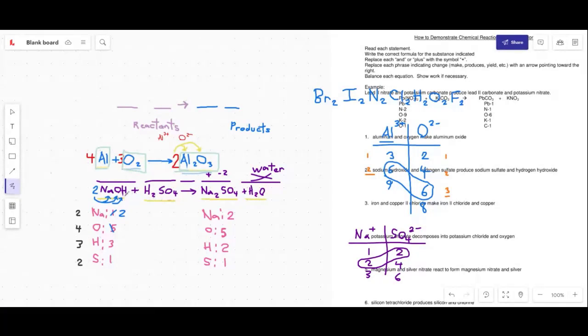So that means I have 2 oxygens from this compound, and I have 4 from this compound. So that's a total of 6. I'm confused. Do you see where I'm getting the 6? 2 times 1 oxygen there, and then you also have to add the 4 from the other compound.